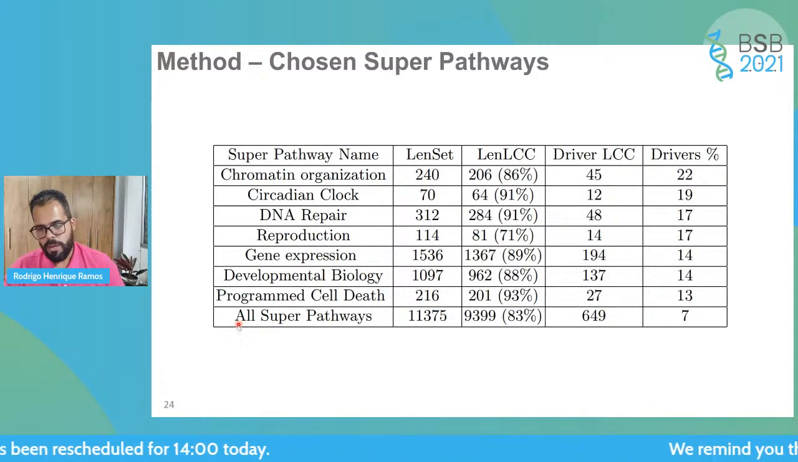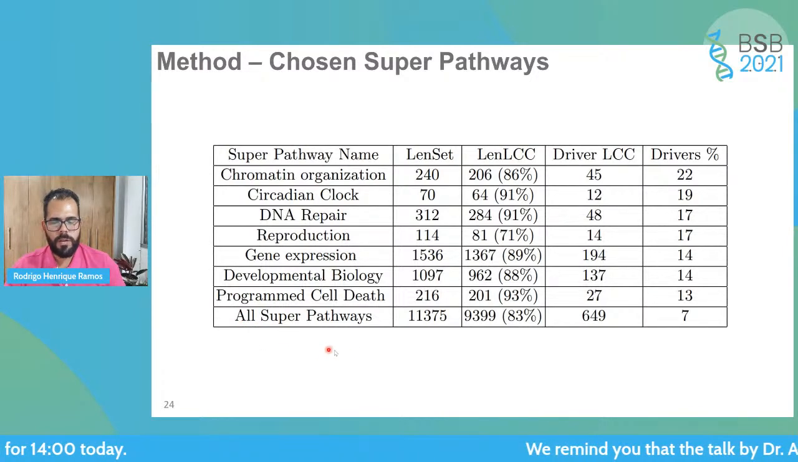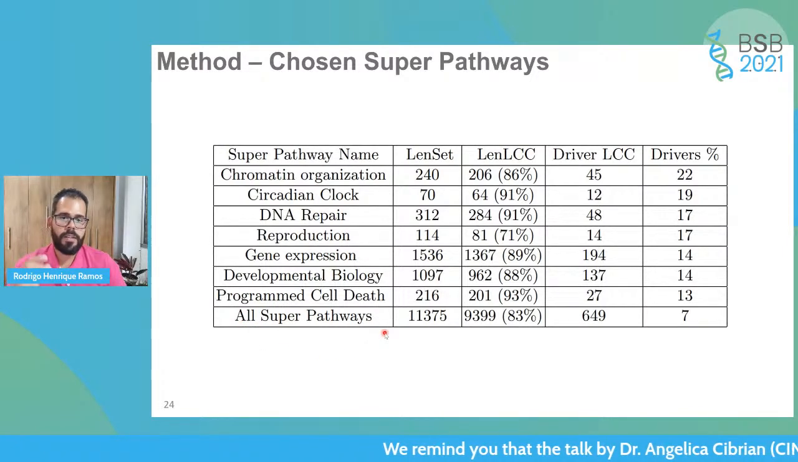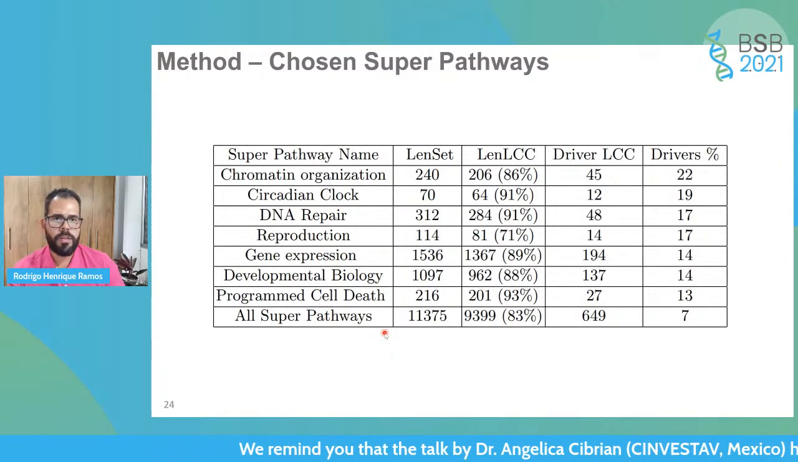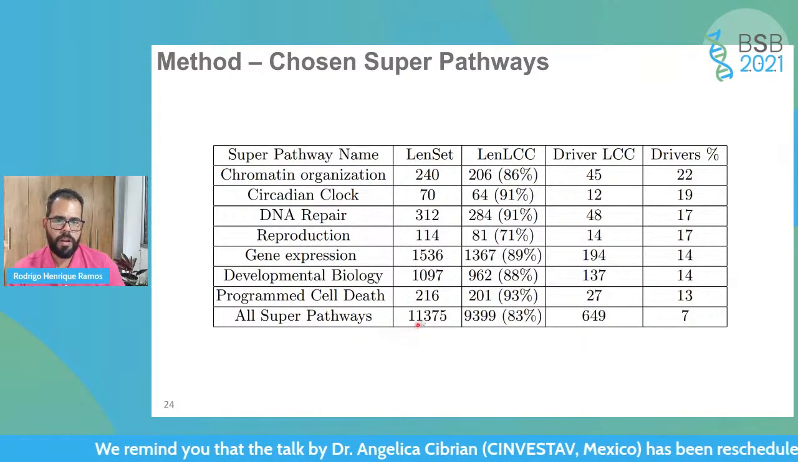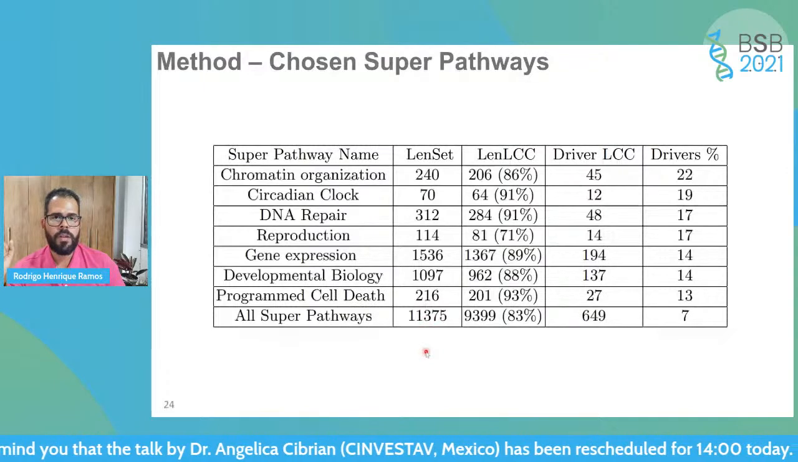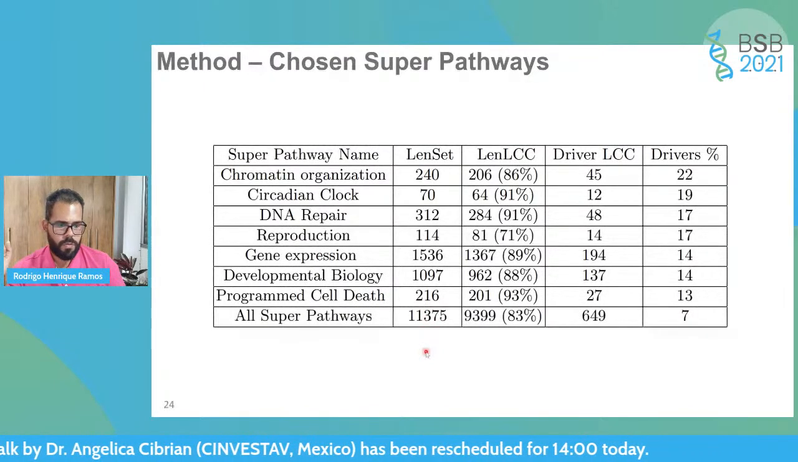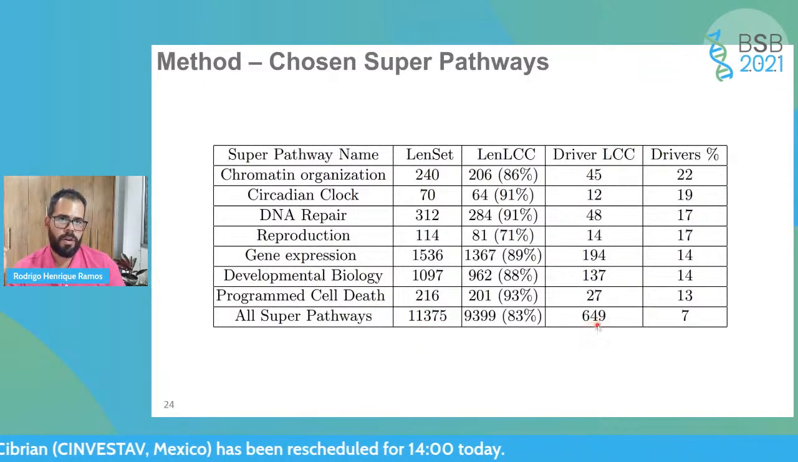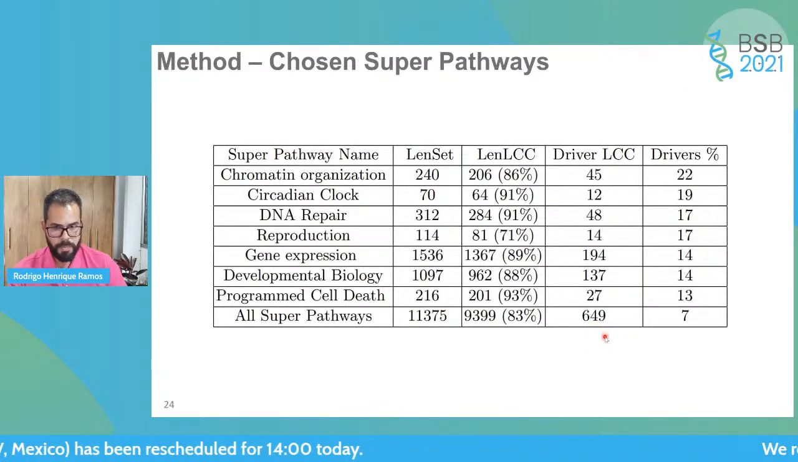And we also did a consensus network. We call it all superpathways. We get the nodes from all the 26 superpathways and create a network with 11,000 nodes in it and 649 cancer driver genes.